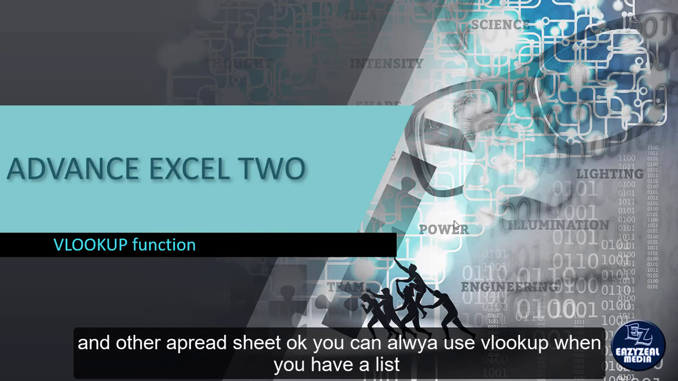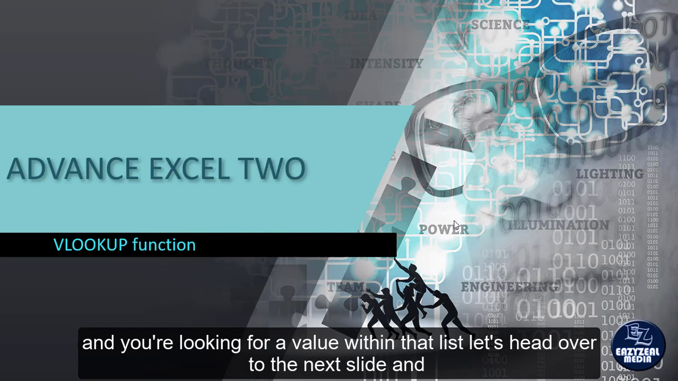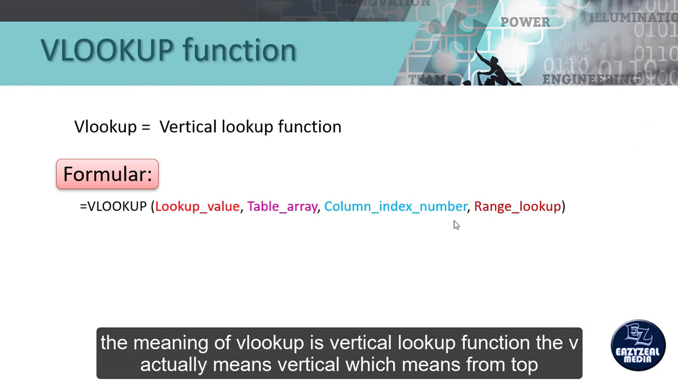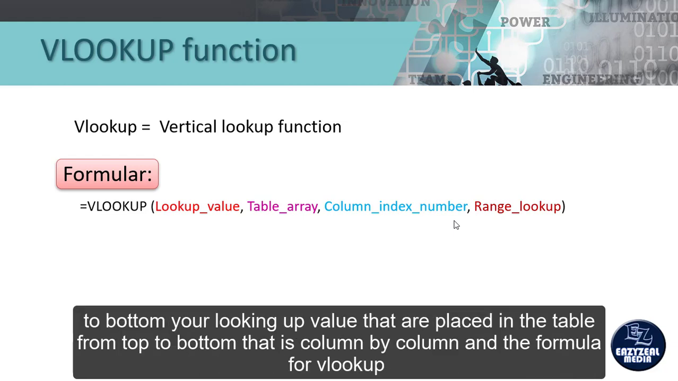You can always use VLOOKUP when you have a list and you are looking for a value within that list. Let's head over to the next slide and let me explain further what VLOOKUP actually means. The meaning of VLOOKUP is vertical lookup function. The V means vertical, which means from top to down. You're looking up values that are placed in the table from top to down, that is column by column.